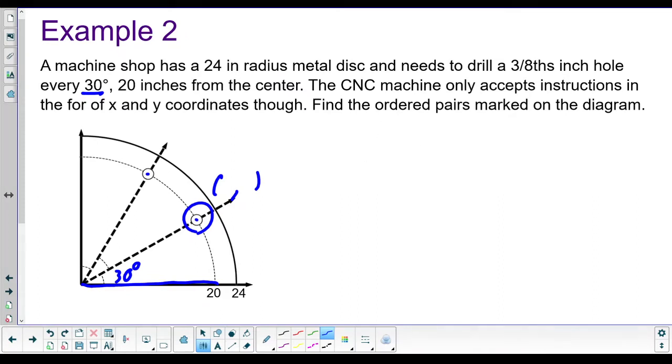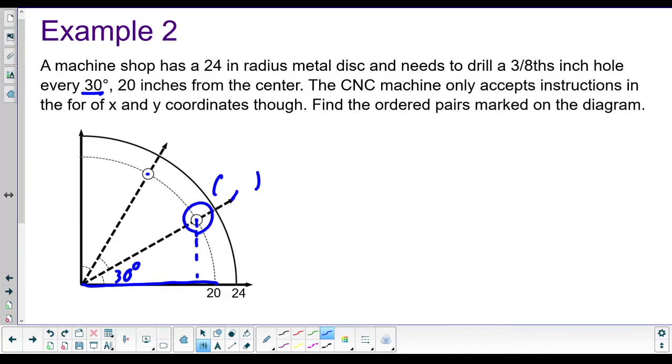So here's what we're going to do. We're going to make a little triangle. Notice that this X is not all the way at 20. So what we're going to do is find the X and the Y at 30 degrees by using sine and cosine. So you should be getting some very eerie unit circle vibes right now.